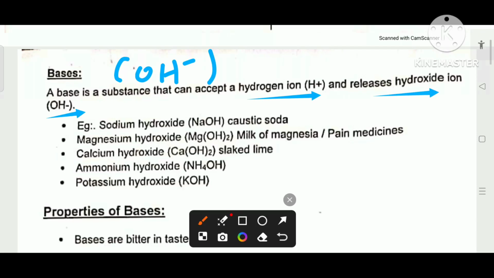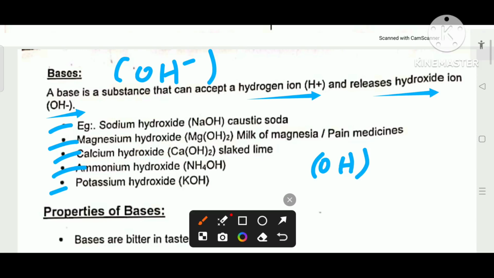Examples of bases are sodium hydroxide, magnesium hydroxide, calcium hydroxide, ammonium hydroxide, potassium hydroxide. And here you see the molecular formulas: NaOH, Mg(OH)2, Ca(OH)2. All the compounds end with OH. Compounds which end with OH we basically call bases, and certain exceptions are also there, which we don't want here now.